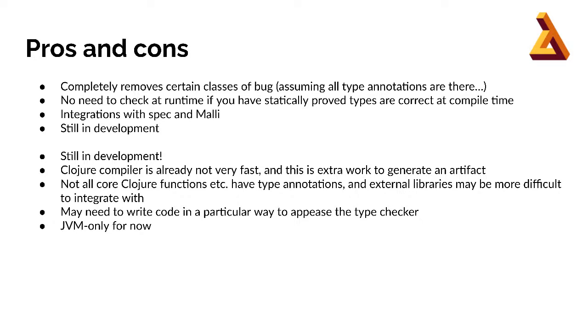Not all core Clojure functions have got type annotations, and external libraries almost certainly won't. So you might need to jump through some hoops if you want to appease the dread god of the type checker, which is a bit of a pain. I think the two major things that Circle CI complained about were that it was incredibly slow to do type checking. To be fair, this was a few years ago, so it may have gotten faster since then. But the quoted figure was, I think, 2 minutes to do type checking, which really messes with your REPL-driven, fast, interactive flow. It's not going to work too well that way.